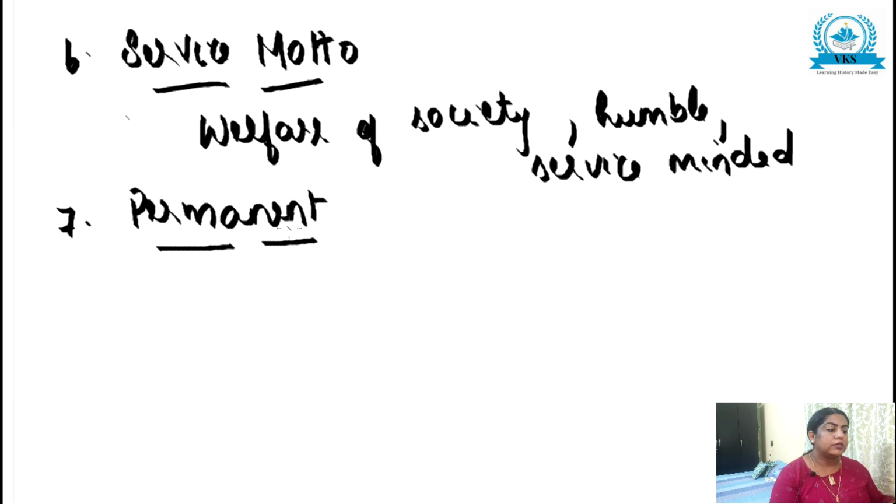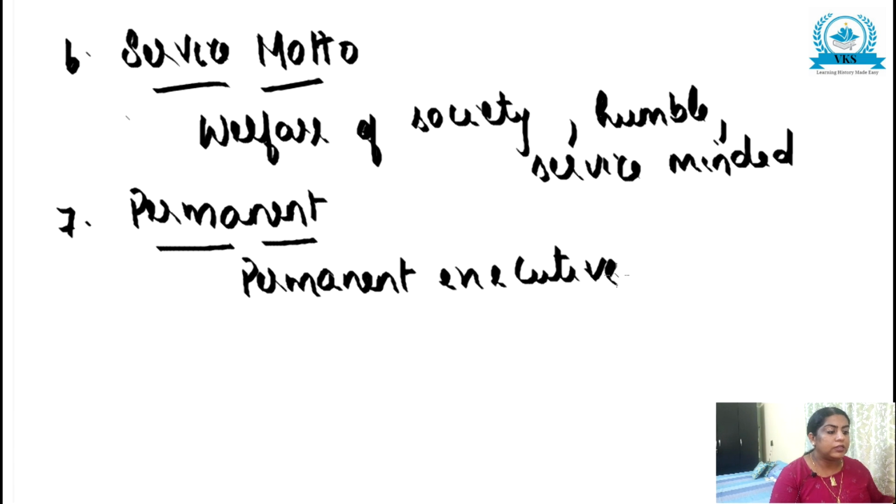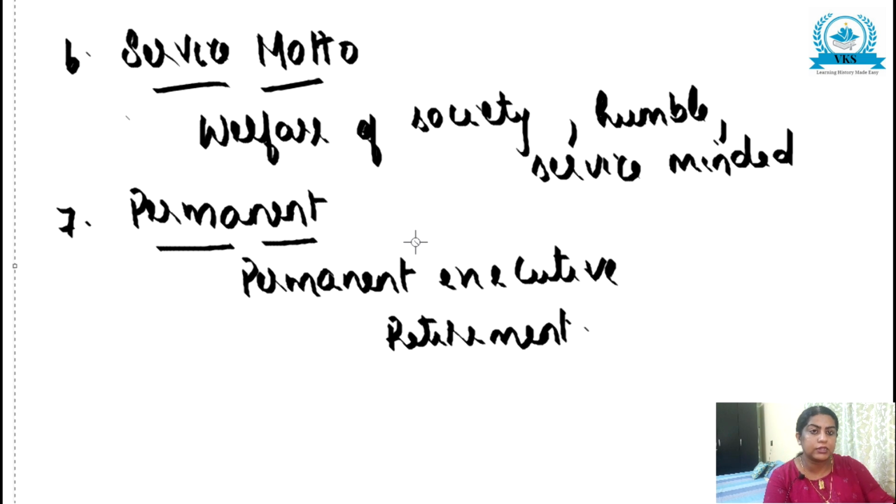Permanent. Civil servants are called permanent executives. They discharge their duties till they attain the age of superannuation, that is, till they attain the age of retirement. Till that time they have to do their duty.